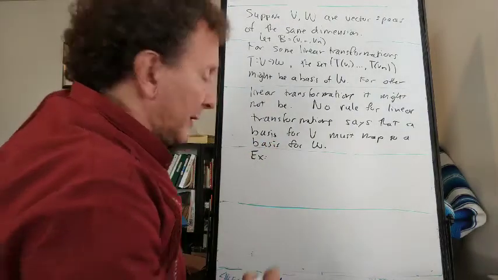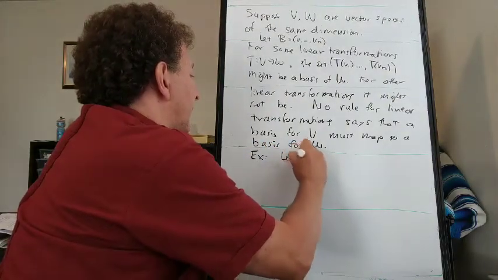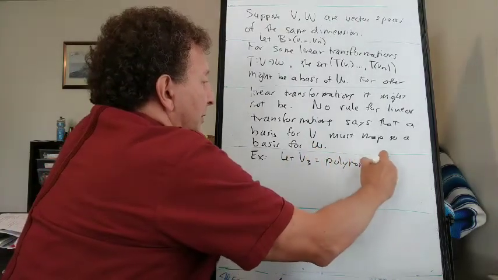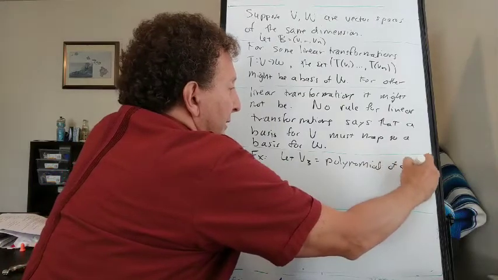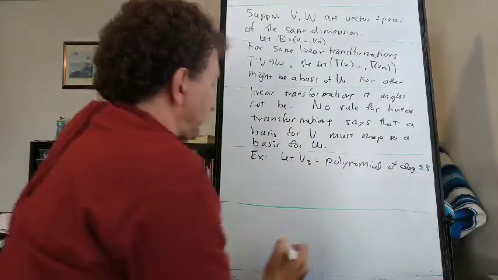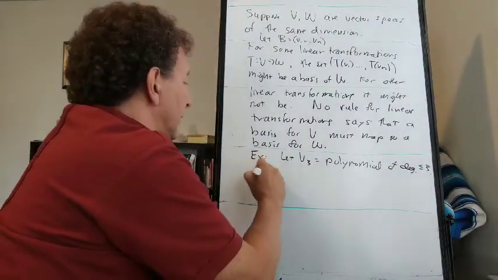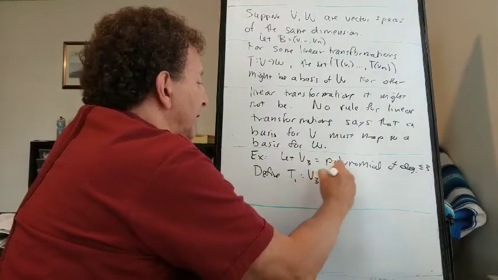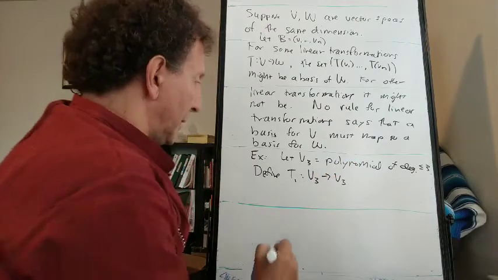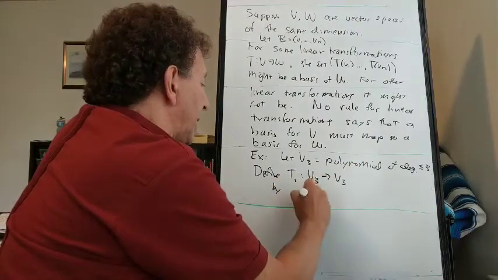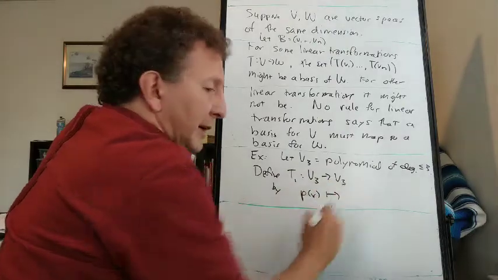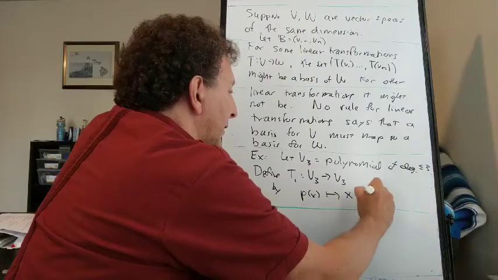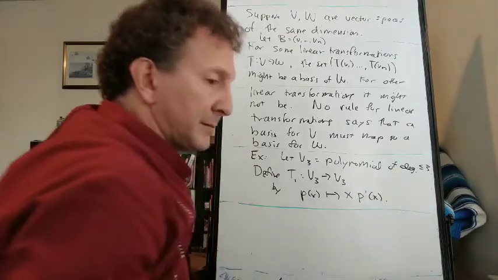So for example, let V3 be polynomials of degree less than or equal to 3. And let's define T1 from V3 to V3 by a polynomial P of x gets mapped to x times the derivative of P of x.